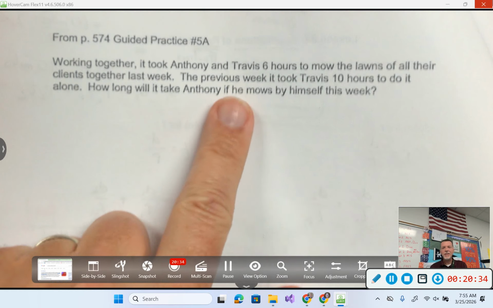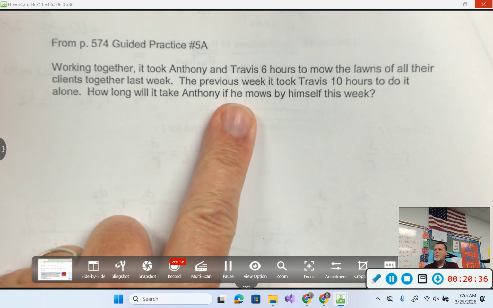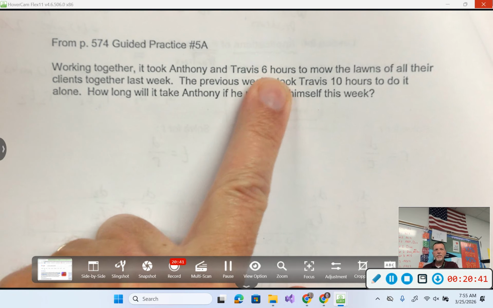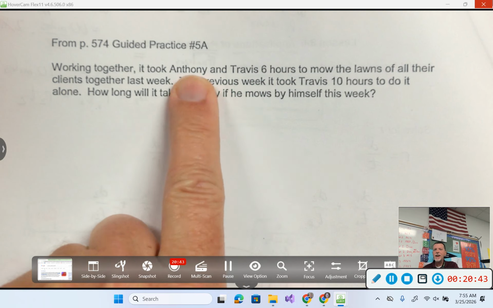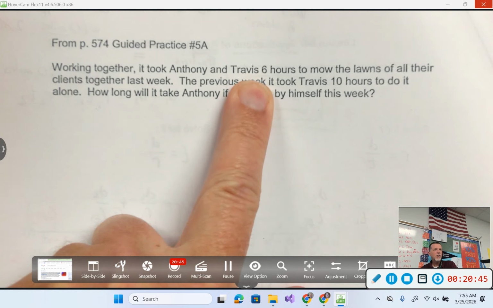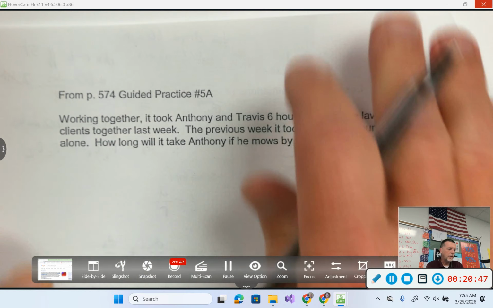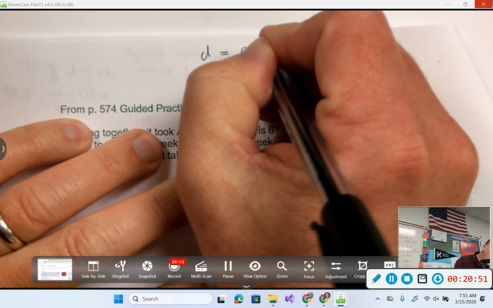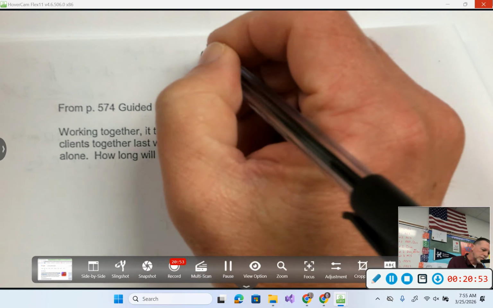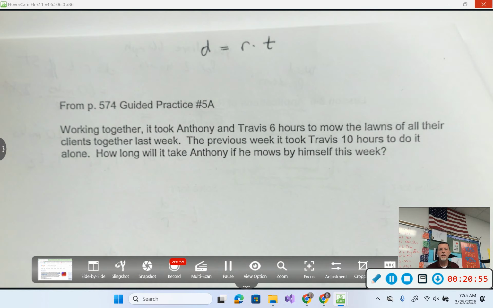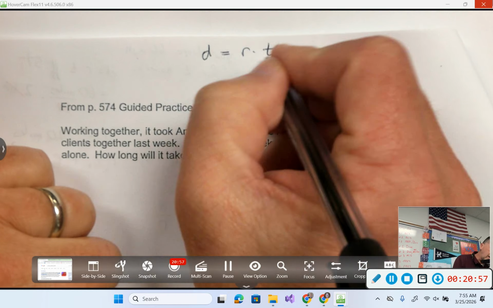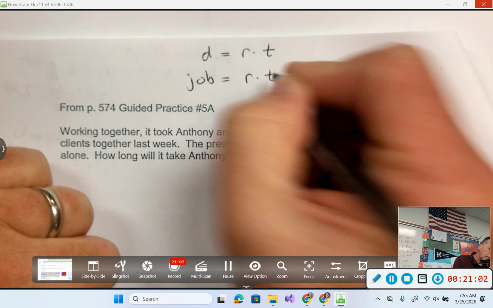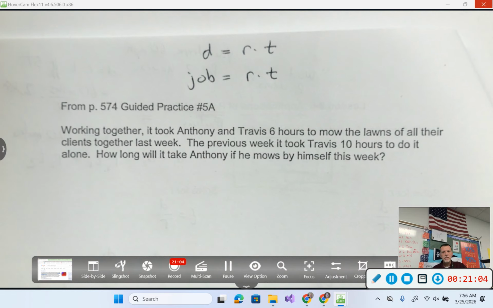Okay, well, this doesn't really look like a distance equals rate times time problem, right? Because there's no distance. But there is time, and there's kind of a rate, like how fast Anthony works and how fast Travis works is a rate. So we're going to just tweak the distance equals rate times time formula. And it's kind of the same thing. It's job equals rate times time.